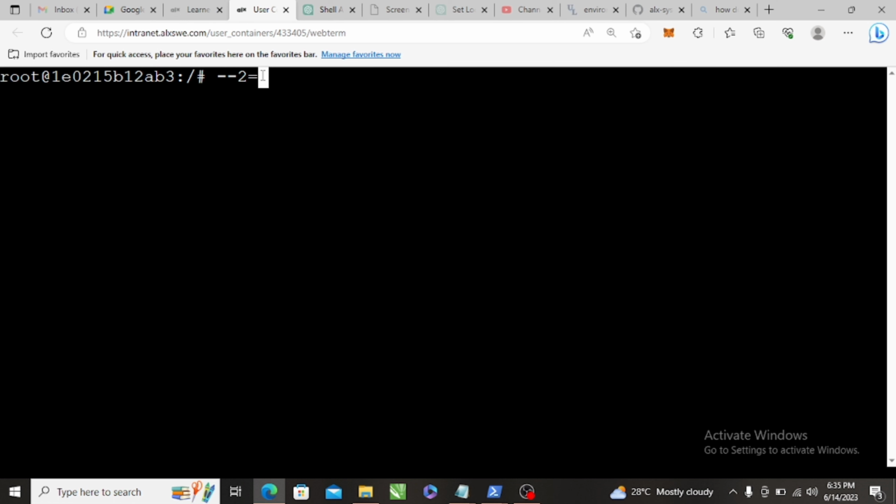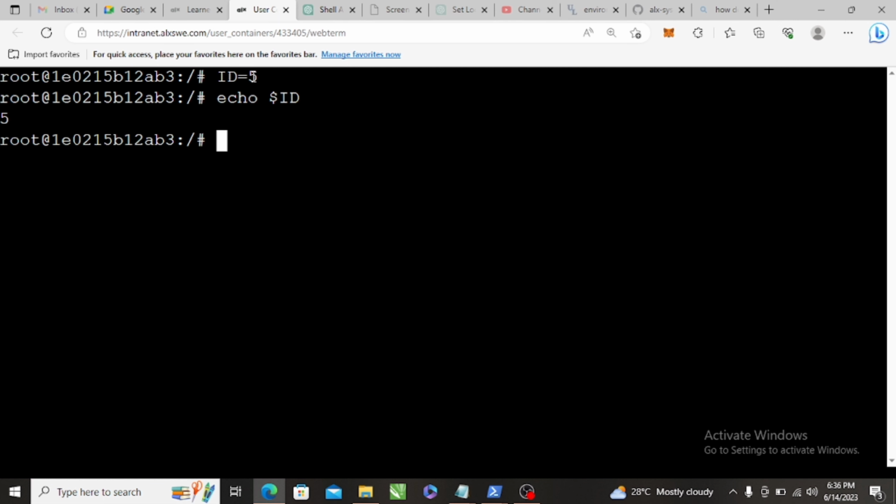So I think there's a way to do this. Let's initialize id to be equal to 5, for example. Okay, I've said id is equal to 5, right? So if I echo my id, I know this one might be tough. What I'm doing here is setting this id as a variable. This is how a variable is set for numbers, right? You just write the id.